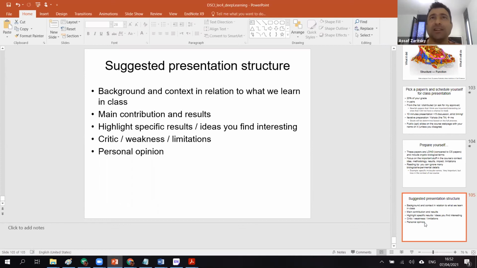So highlight specific results. What are the cool ideas that were demonstrated here? And then feel free to trash the paper. What is wrong here? What did they do? There is a lot to say in all these papers, even the good papers. There is a lot that is not done that you can critique. So what are the weaknesses of the paper? What are the limitations of the technique? The limitations are usually discussed in the papers. And if you have a personal opinion, it's always good. What caught your attention? Even if it's not the main message of the paper, you can say you like these results because you were concerned by this. So this is what I'm expecting from you in terms of preparation.